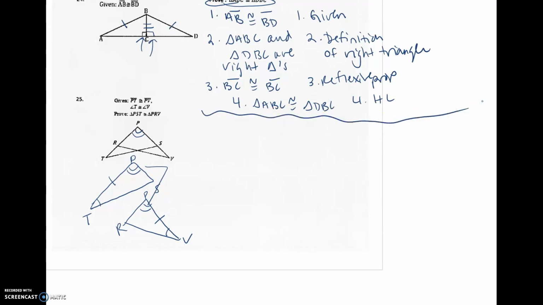So if we go to this proof, I think this one's actually a little easier than I first thought it might be. Our given statement, we're going to say that PT is congruent to PV, and that angle T is congruent to angle V, and that is given. Before we can get to the next statement, we've got to think about why they're congruent, and what they have in common. So we said that angle P is the same on both. So I could say angle P is congruent to angle P, and that's the reflexive property.